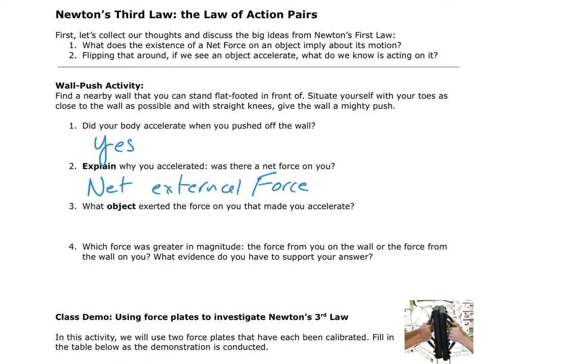So then, and this is the tough question, what object exerted the force on you? Now, some people might be thinking, oh, your hands or your feet or your legs. None of that is external to you. So the only thing that could have done it is something that you are touching. Well, what are you in contact with? You're in contact with the floor, right? Your feet are hopefully in contact with the floor. But that's not what caused you to accelerate. It was the wall. The wall applied a net external force on you. You pushed on the wall, and then the wall pushed back on you. Well, not and then, but at the same time, okay?